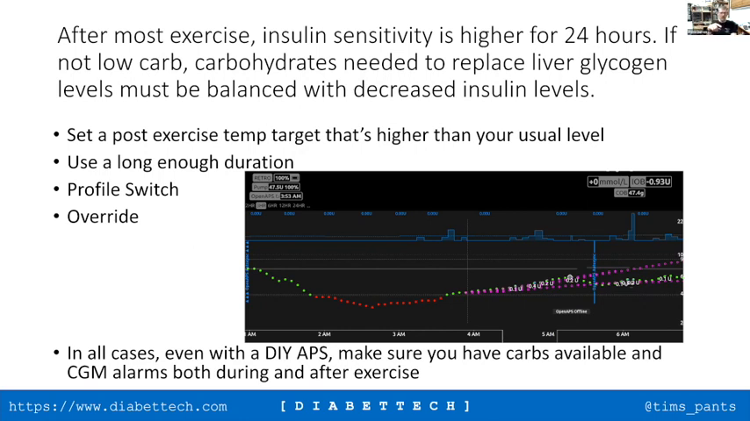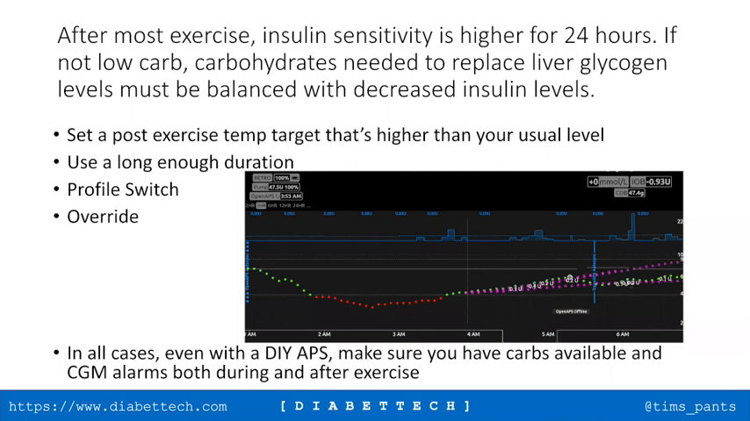Sometimes I'll run a different profile switch all night, but I won't run a different temp target overnight. I'll just have a different profile switch saying my sensitivity is different. So presumably there's a bit of experimentation going on.